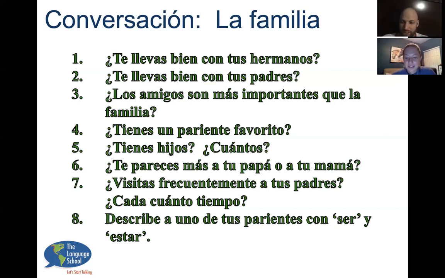Describe a uno de tus parientes con ser y estar. Mi tío es gracioso y simpático. Mi tío está en Michigan y mi tío está... I don't know, es bajo. He is short. Es bajo. Oh, sorry, es bajo. I'm trying to think. But that's good. You said está in Michigan. That's good. Muy bien.